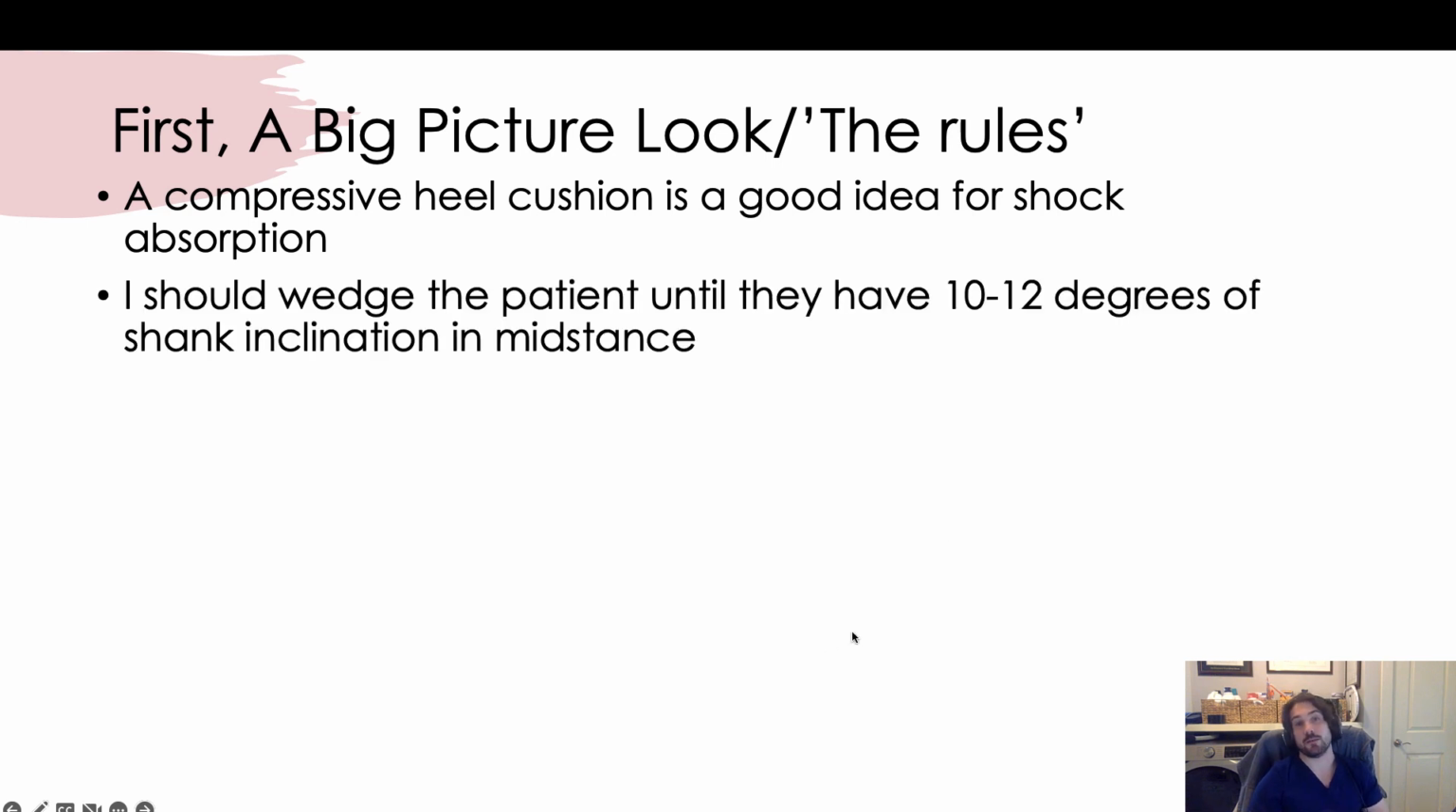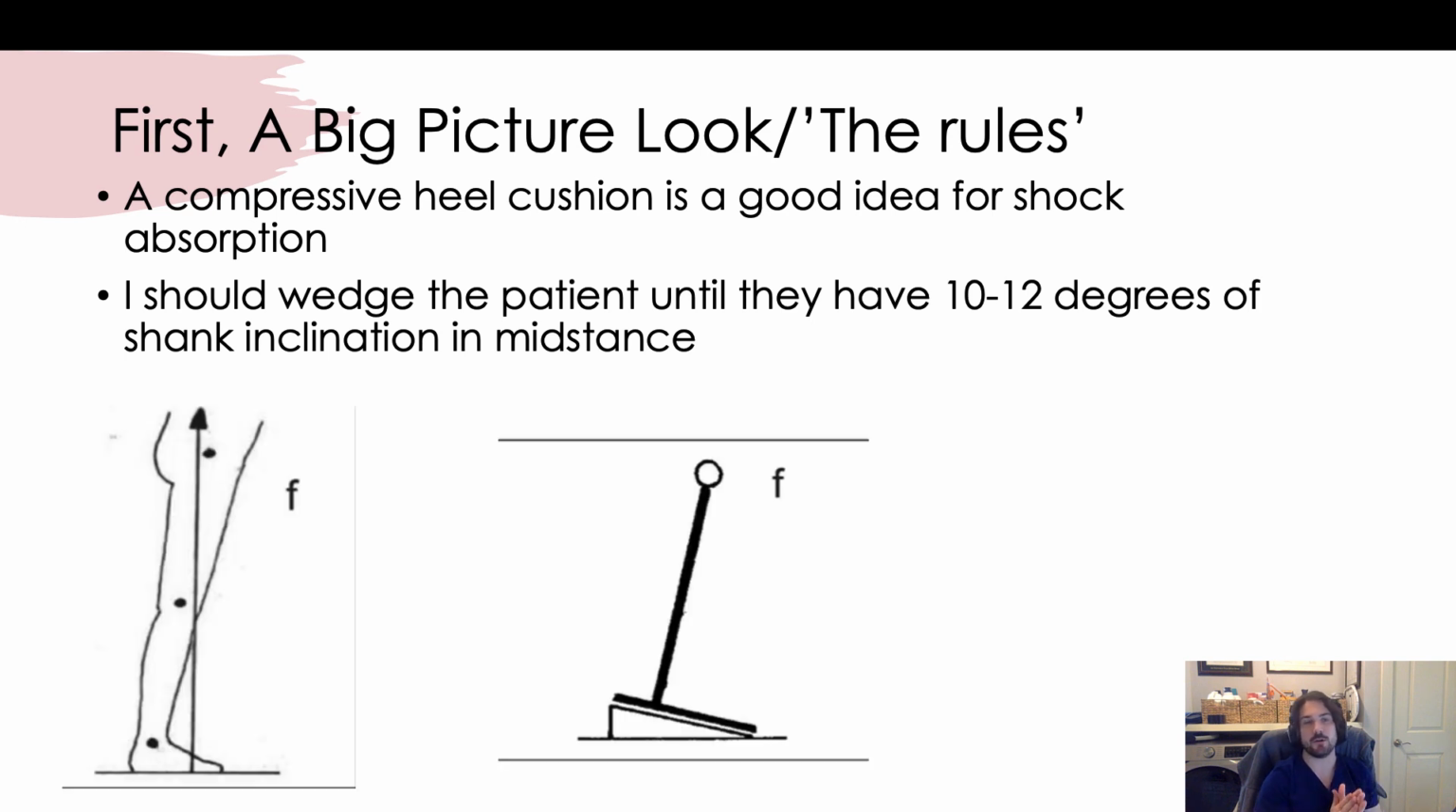All right, during the single limb stance phase, I should wedge the patient until they have about 10 to 12 degrees of shank inclination during mid stance. So we've harped on the shank to vertical angle, and so everybody should probably know by now I am going for 10 to 12 degrees of shank inclination during mid stance. If you don't completely understand why, then I would encourage you to go back and reference the Elaine Owen article, because that talks you through the whole concept of shank to vertical angle, and then also go back to your normal gait module.